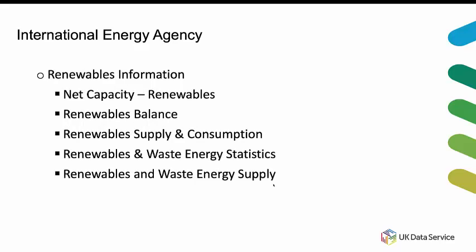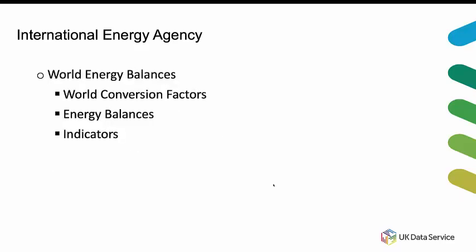Renewables: electrical capacity by type of renewable, energy balance by product type, flows of production, supply, imports, exports, and aviation and marine bunker stocks. And also energy supply and consumption statistics in matrix form.